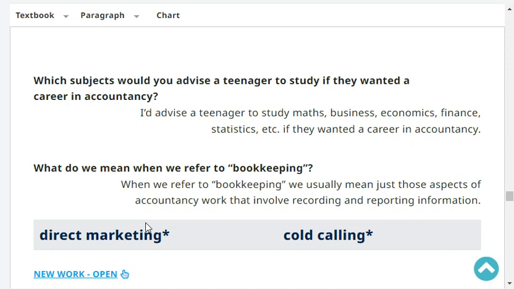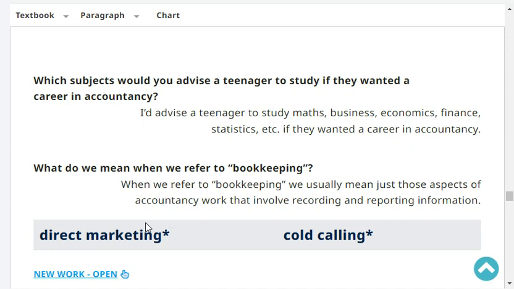Which subject would you advise a teenager to study if they wanted a career in accountancy? I'd advise a teenager to study math, business, economics, finance, statistics, etc., if they wanted a career in accountancy.